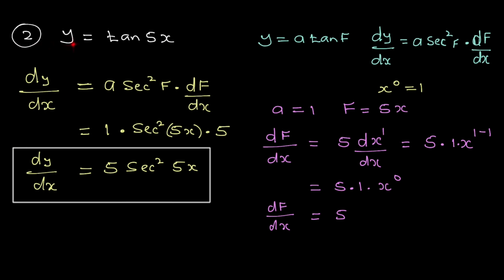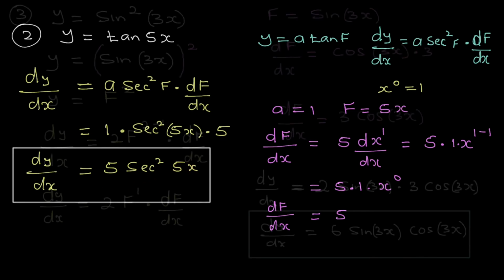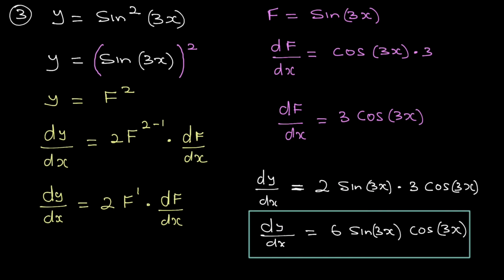Question 2 is y equals tan 5x. We've done that question before, so that's a straightforward question there. Question 3 is y equals sine squared 3x. Well, I can rewrite that one actually as sine 3x all squared. So that's what I meant. It means you squared everything.